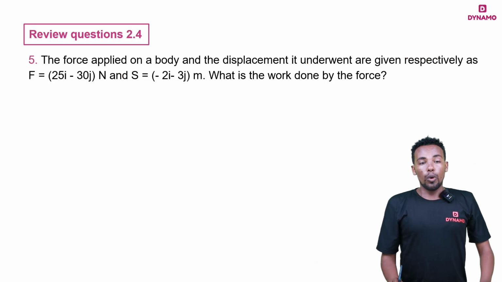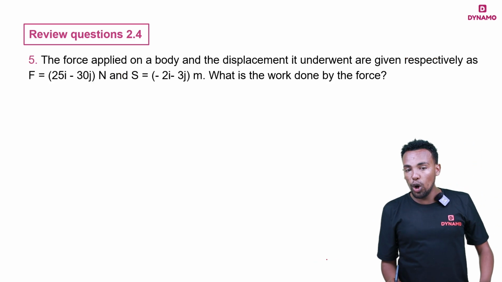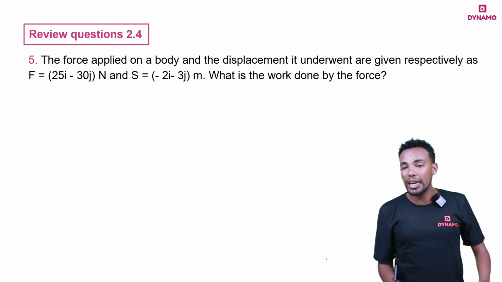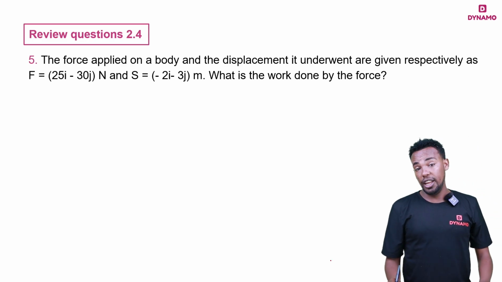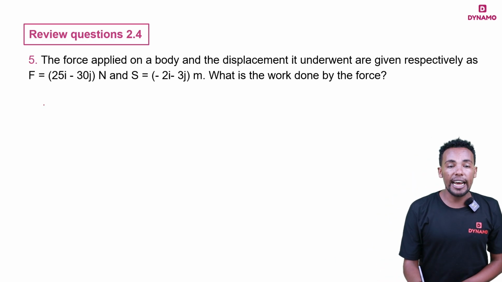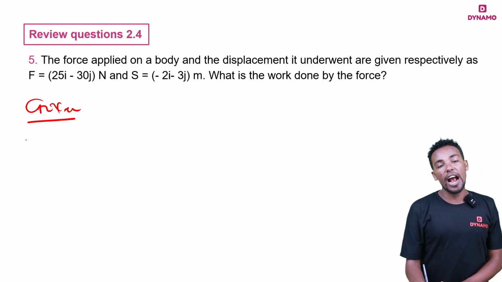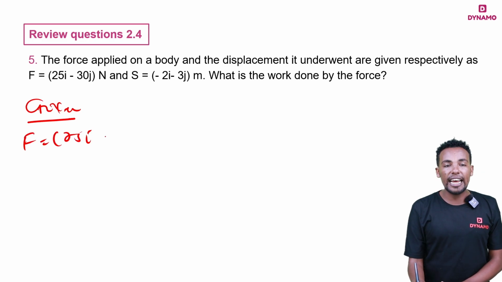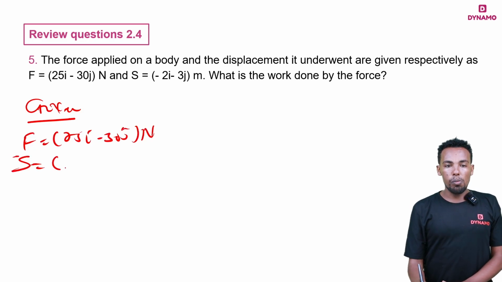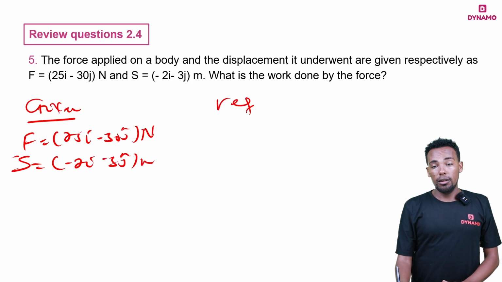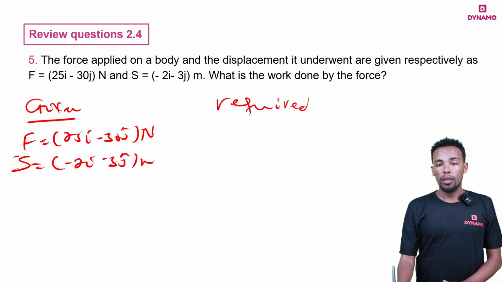Okay. Question number 5. The force applied on the body and the displacement it underwent are given respectively as F equals 25 I minus 30 J newtons and S equals minus 2 I minus 3 J meters. What is the work done? We have force equal to 25 in the I direction minus 30 in the J direction newtons, and S equal to minus 2 I minus 3 J meters. Required: work done.